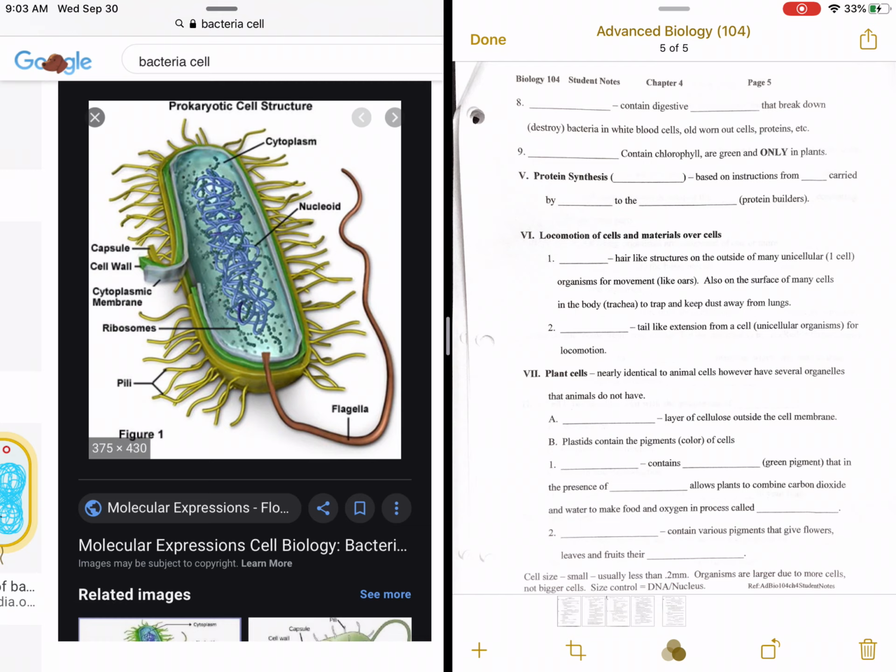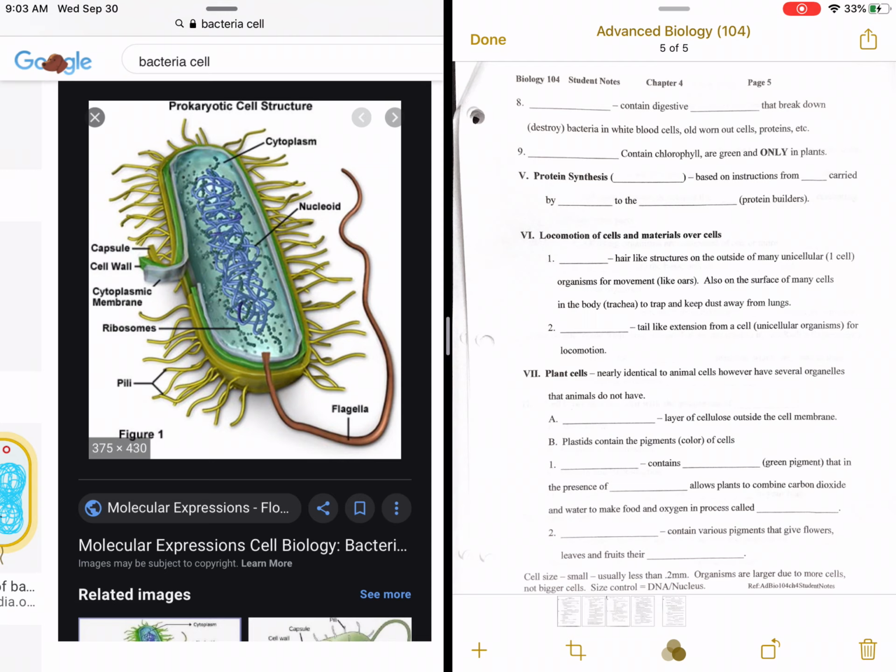I have this picture of a prokaryotic cell up because I'm talking about locomotion. There are a lot of parts to locomotion, and some of these get confused between one cell or between types of cells. In a prokaryotic cell, the little hair-like structures that are coming off are not cilia, which is the first blank there. It says hair-like structures on the outside of many unicellular organisms for movement.